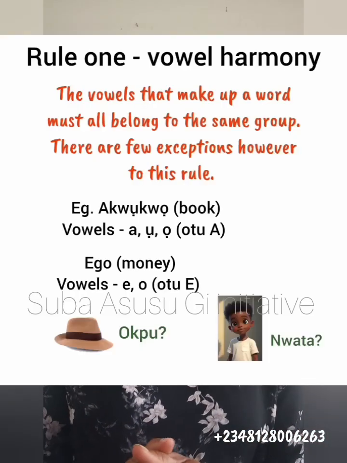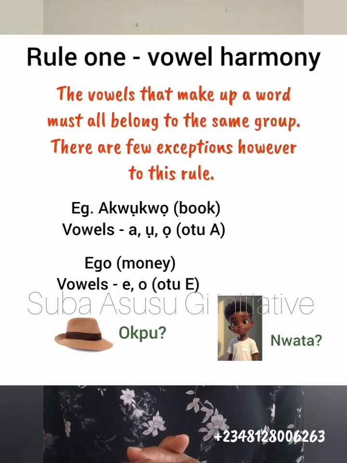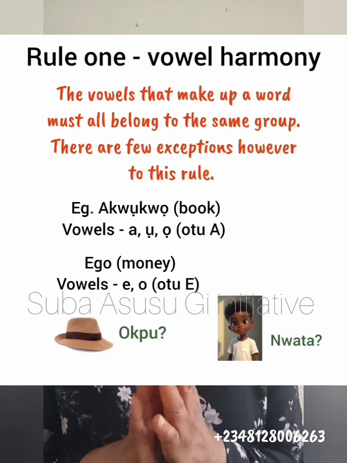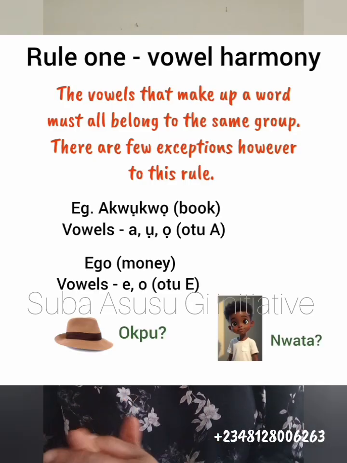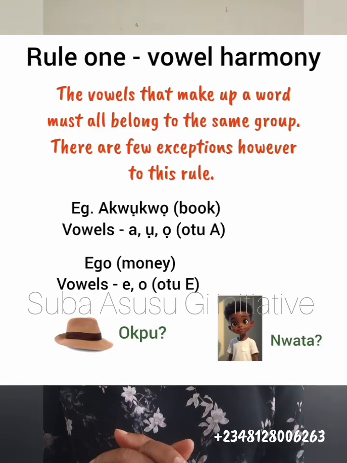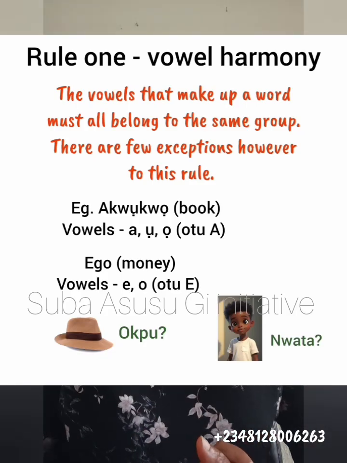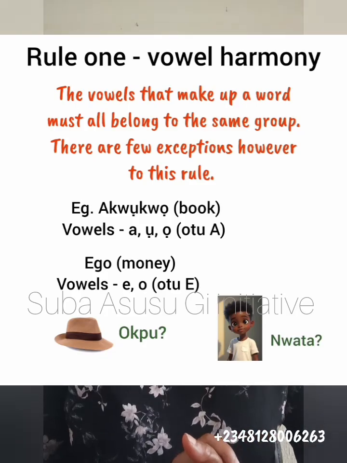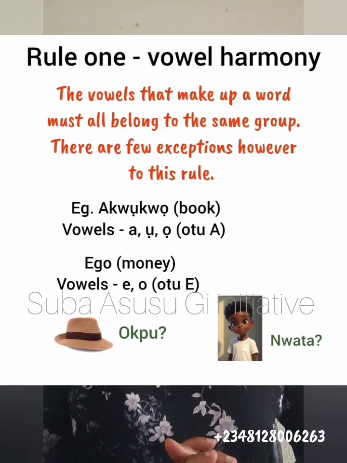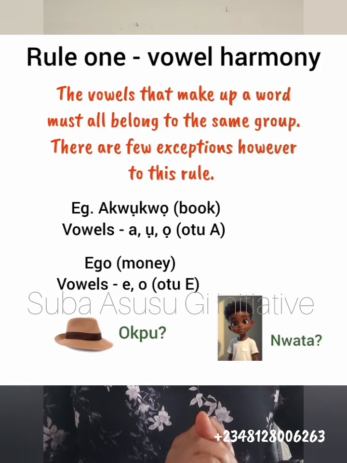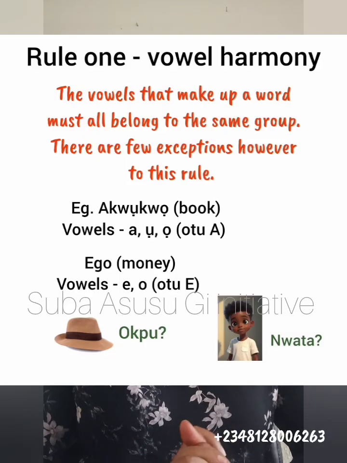So the first rule we're going to look at is on your screen as usual. That is the vowel harmony rule. In Igbo we say ndakorita ụdaume. Okay, so that is vowel harmony in English. So what does the vowel harmony rule say? It says that the vowels that make up a word must all belong to the same group.